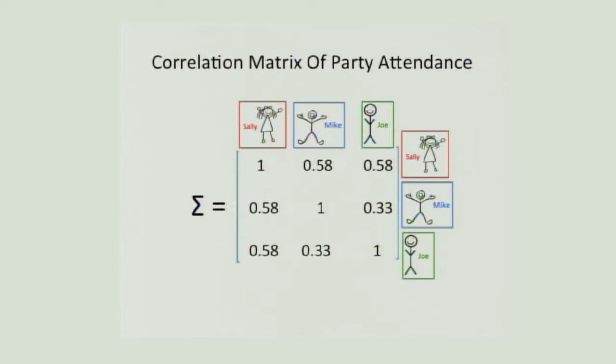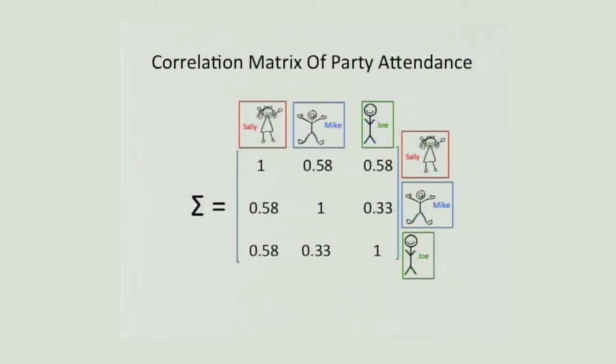So if we were to try to infer the underlying friendship network of Mike, Sally, and Joe by looking at this correlation matrix, we would infer that Mike, Joe, and Sally are all friends with each other. But they're not, and the reason is that we shouldn't be looking at correlations. This correlation between Joe and Mike of 0.33 is not due to a direct relationship between them. It's due to an indirect relationship due to shared friendship with Sally.